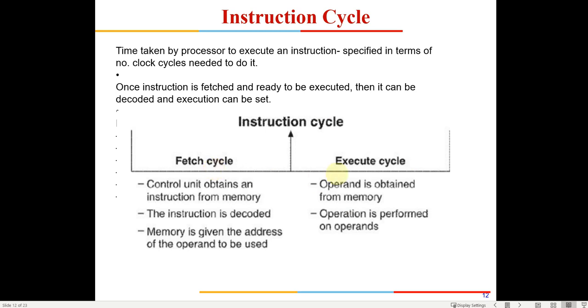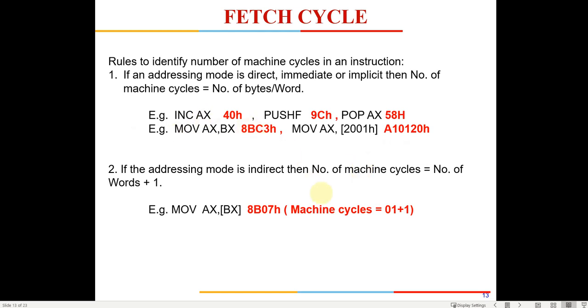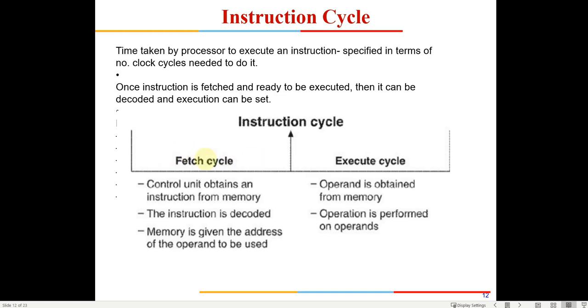In earlier processors that was the case, but in 8086 we don't do that, because this is done in parallel. We learnt about pipelining in 8086. There are two different things we are studying here. One is the total machine cycle required for an instruction. This is the example which I gave, and this is telling only about the fetch cycle. This part is the fetch cycle, and then the execute cycle.